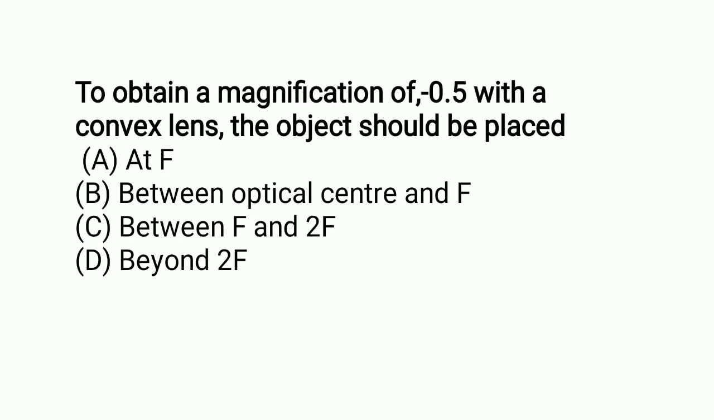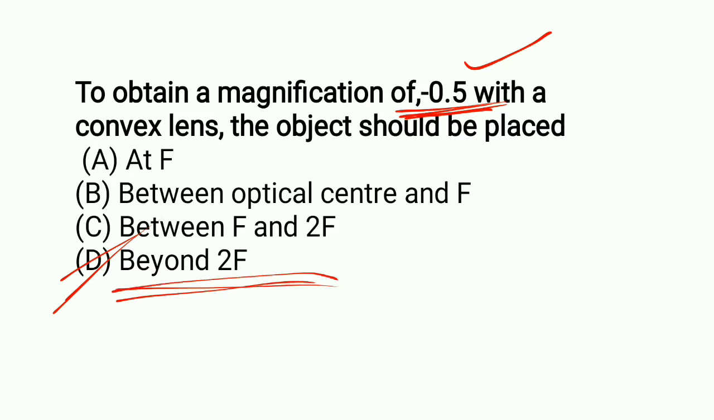Next question. To obtain a magnification of -0.5 with a convex lens, the object should be placed where? Here -0.5 means it is a diminished image. So when the convex lens produces a diminished image, first, the object has been kept at infinity, and second, the object has been kept beyond the center of curvature, that is 2F here. So here we have option D, beyond 2F. In order to get the magnification -0.5, the object has to be kept beyond 2F.